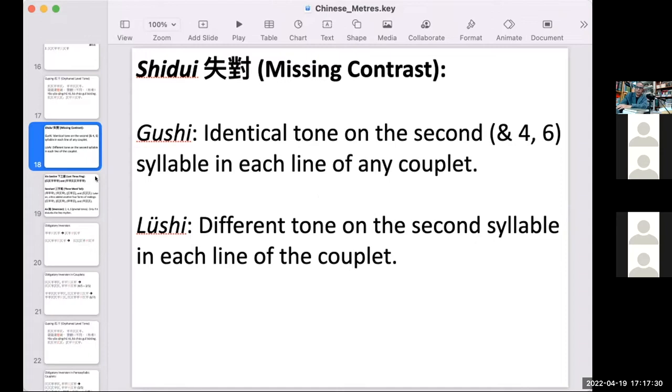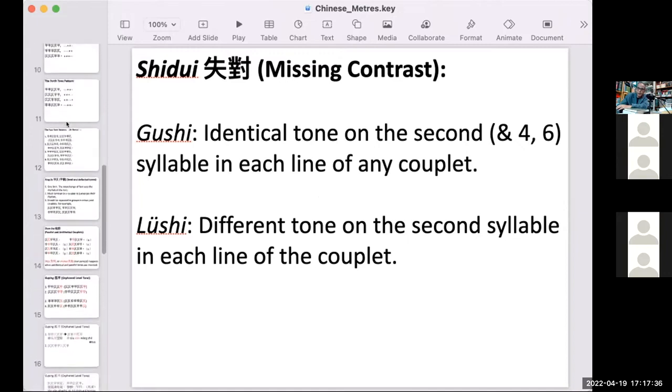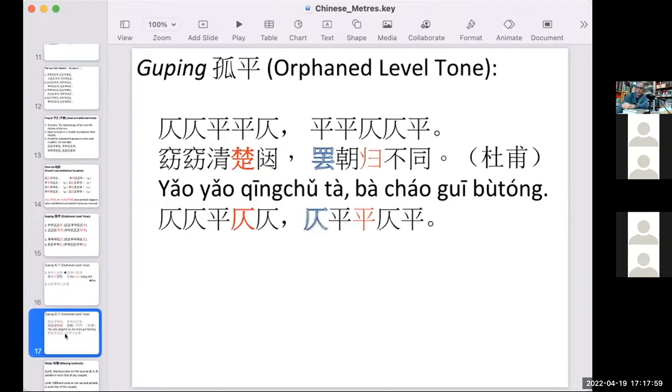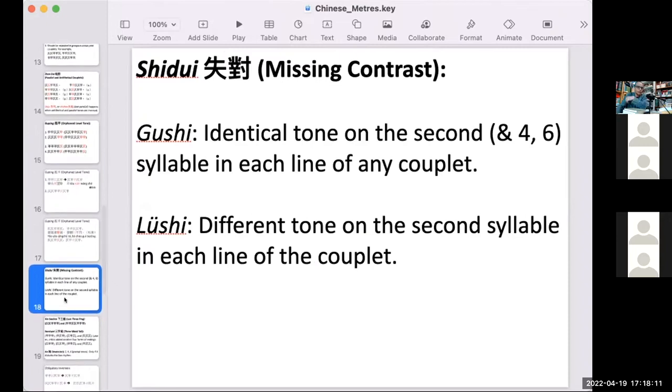Just as I gave you examples, I don't know if you still remember, but for example, the 2nd tone here in the first line is different from the 3rd line. The 3rd and the 4th should be matching. So this is antithesis, this is parallel. And then the 3rd and the 4th change again, okay? So when we miss this antithesis, this is called shui tui, missing contrast or missing antithesis.